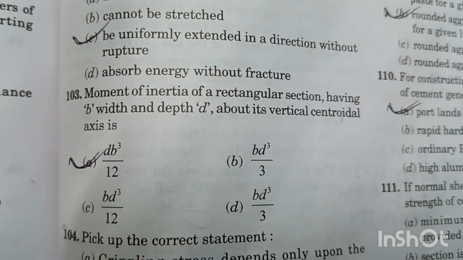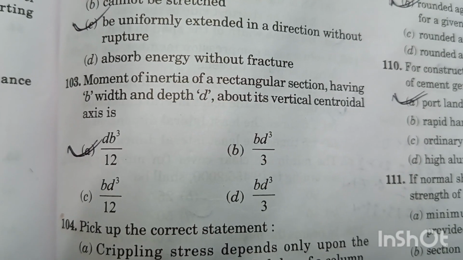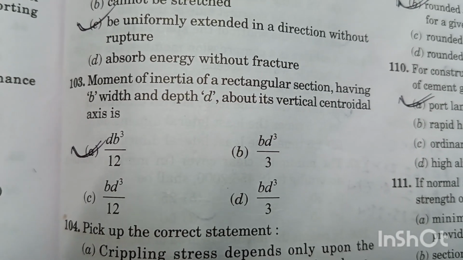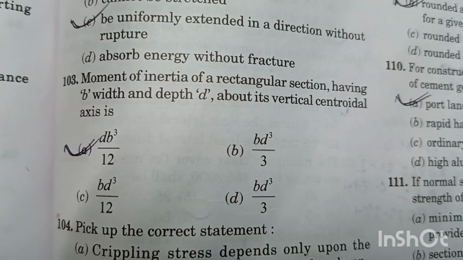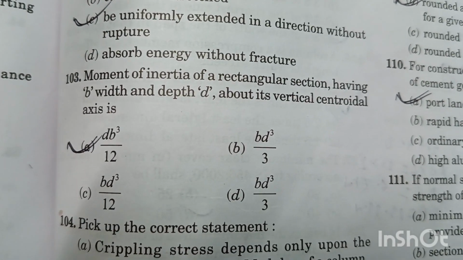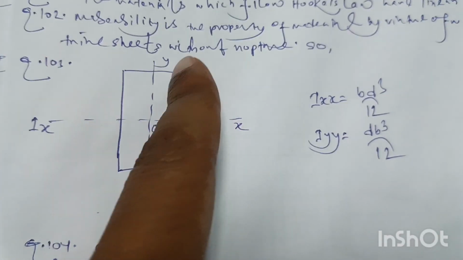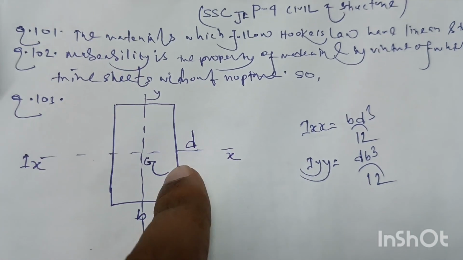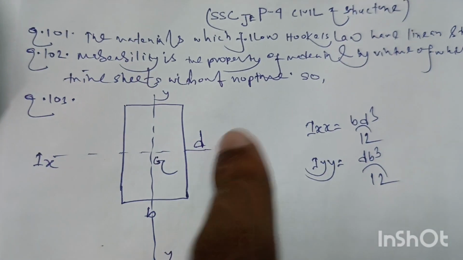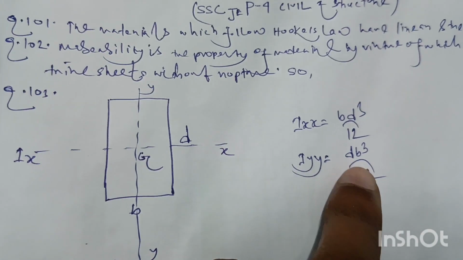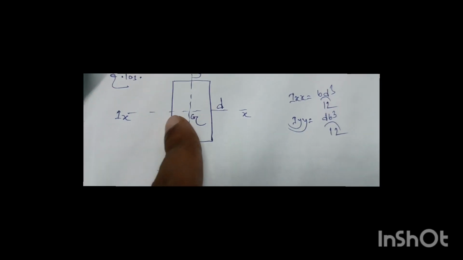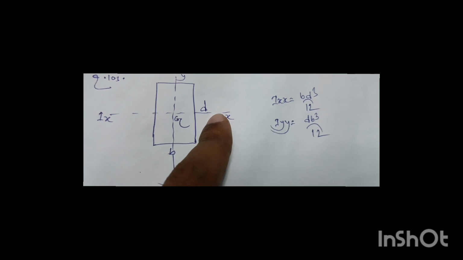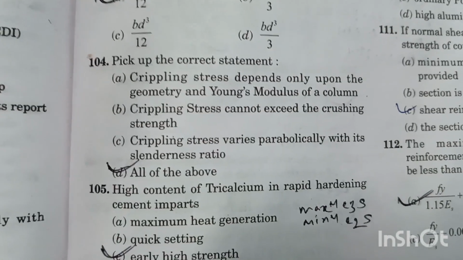Question number 103. Moment of inertia of a rectangular section having B width and depth D about its vertical centroidal axis is dB³ by 12. This is the rectangular section with B depth D. About the vertical centroidal axis, the moment of inertia will be dB³ by 12, and about the horizontal centroidal axis it will be bd³ by 12. Option A is the right answer.